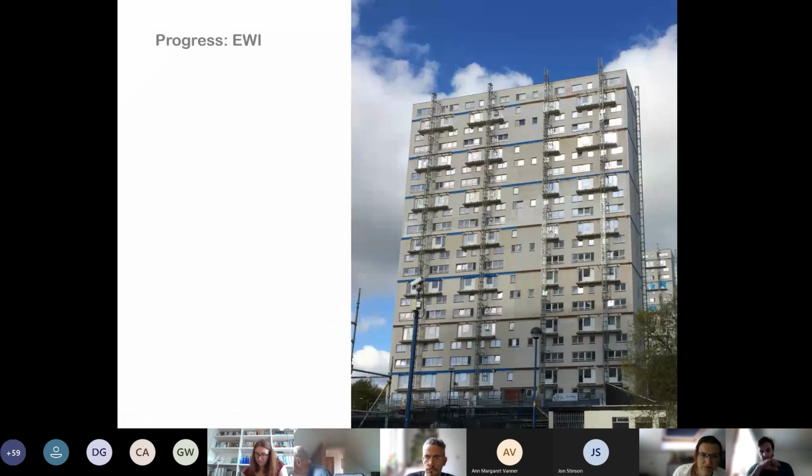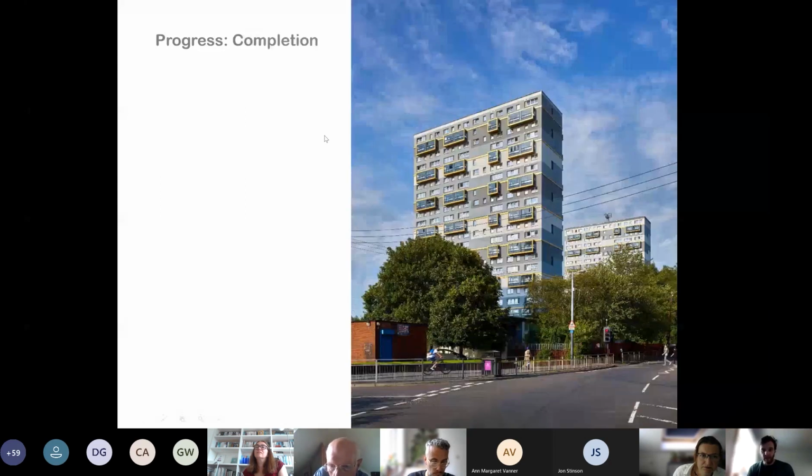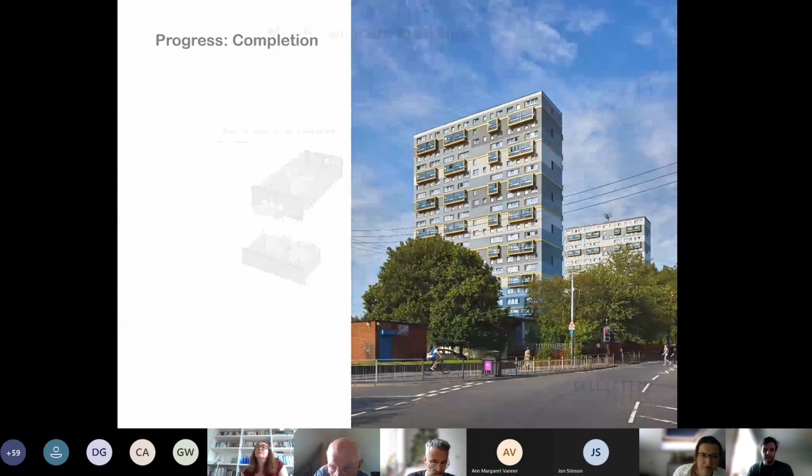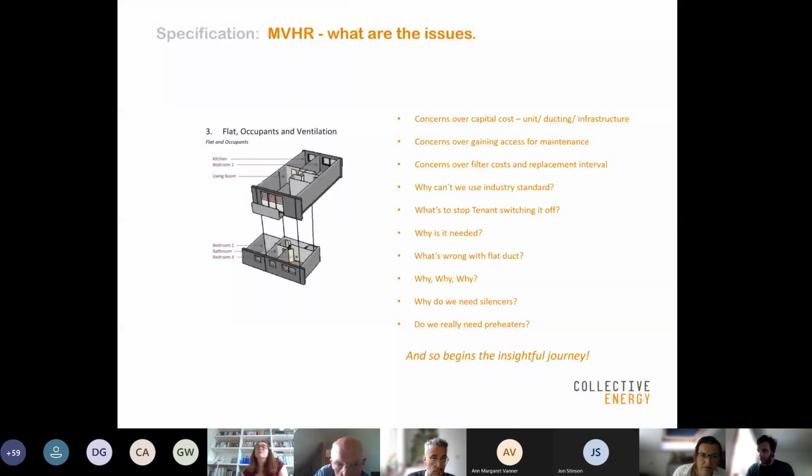Progress external wall insulation. This is the base coat, showing how it's continuous, carefully done even before the amenity balconies are added on. Completion photos. And then I've just got a couple of slides on MVHR.